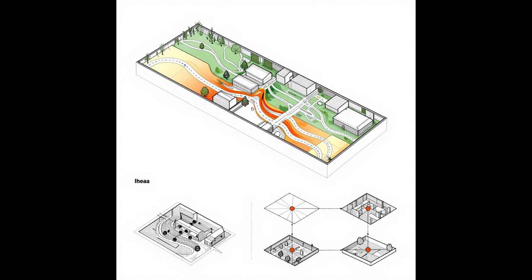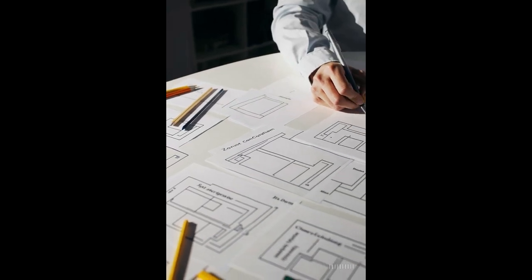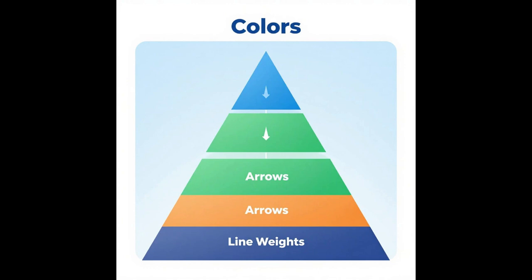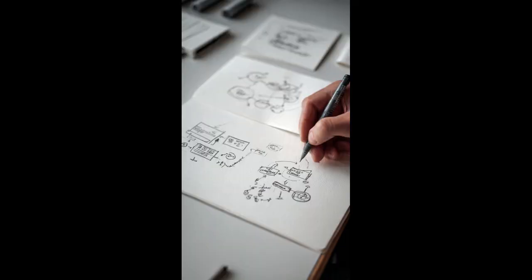Concept diagrams express the main idea. Zoning diagrams show spatial organization, and circulation diagrams explain movement. Environmental, structural, and service diagrams further clarify performance and logic. Reading diagrams requires understanding hierarchy and emphasis. Colors, arrows, and line weights indicate relationships, direction, and importance. A good diagram focuses on a single idea rather than attempting to explain everything at once.